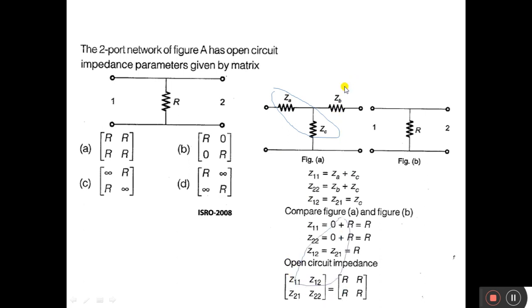By adding ZB plus ZC, you will get Z22. The common value is ZC. That's all about calculating the two-port network Z parameters. Once you have the star network, you can directly get the answer. The first value is the summation of these two, another corner value is the summation of these two, and the remaining Z12 and Z21 are ZC, the common value.